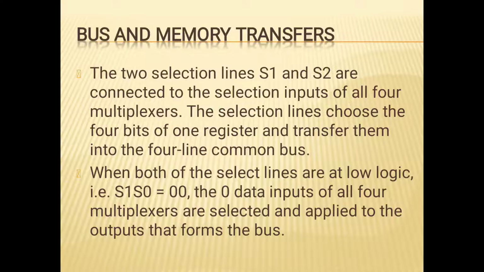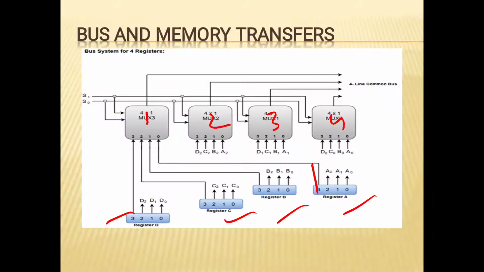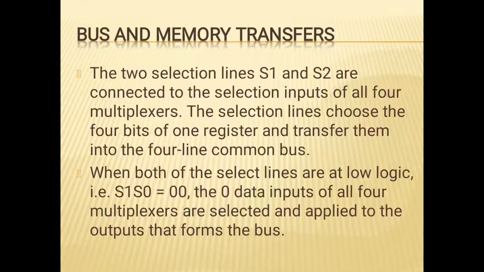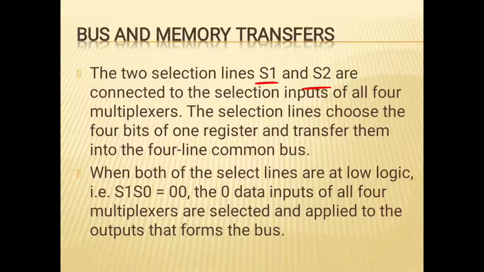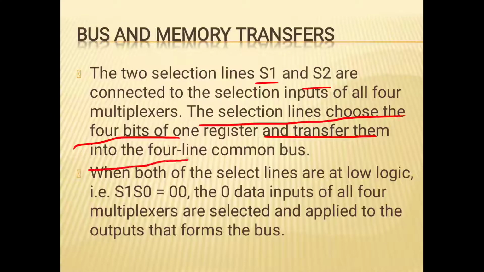Whenever we discuss this working, we have S1 and S0. There are two selection lines, S1 and S0, connected to the selection inputs of the 4 multiplexers. The selection lines choose the 4 bits of one register and transfer them into the 4-line common bus.